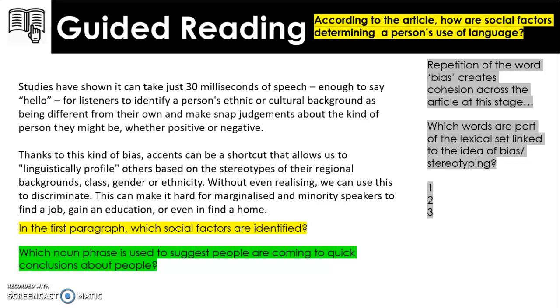Okay, so we've got the word bias. Now it's really towards the end of this paragraph. I was hoping you'd find it. So discriminate, marginalized. Okay, so I'll accept bias, marginalize, discriminate. These are all words. Snap judgments can go in there. It can be transferred across about this lexical set that bias is a negative thing. Okay, we don't want to be biased in our judgments of people.